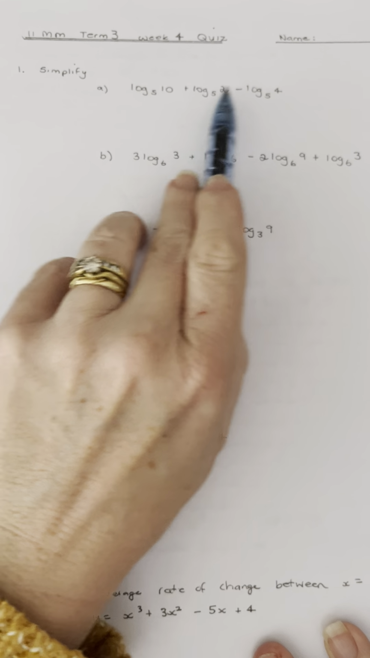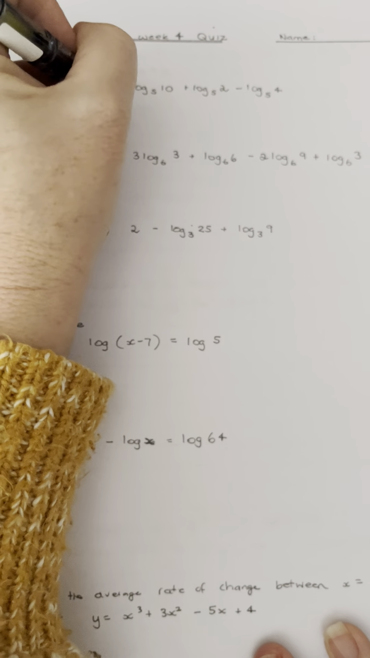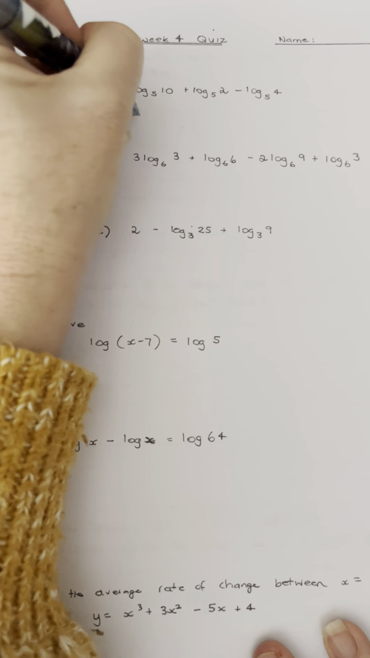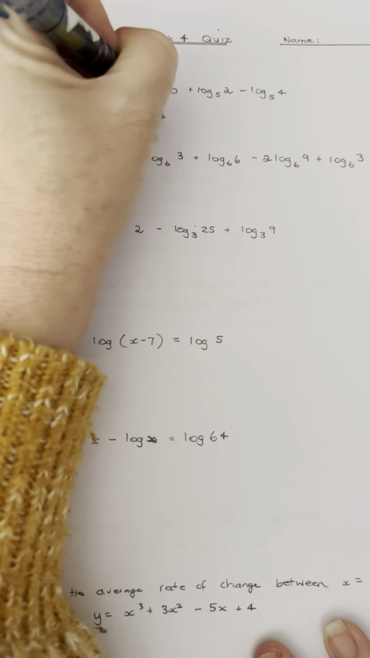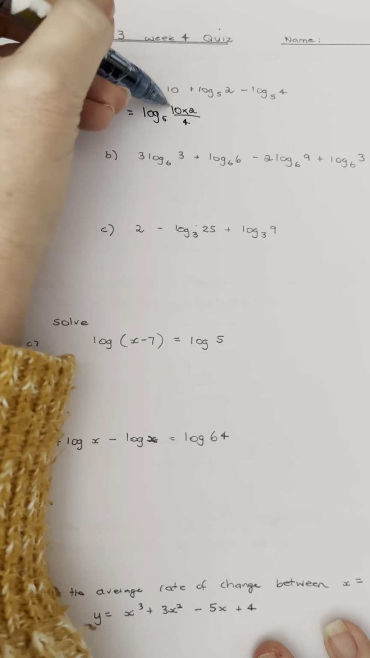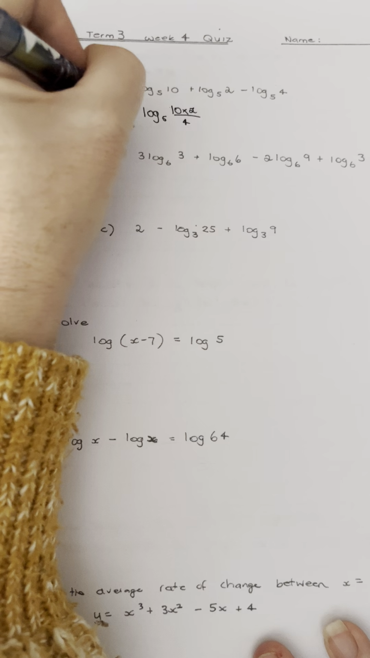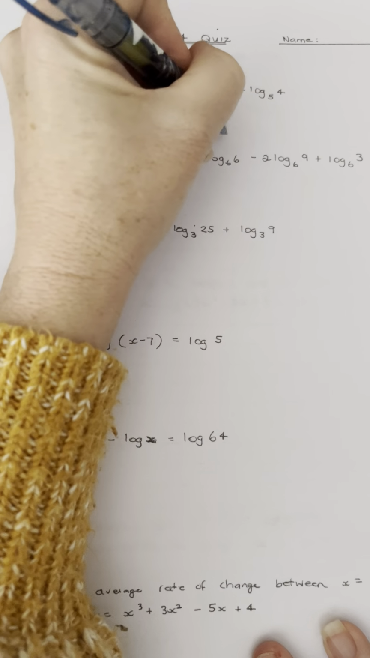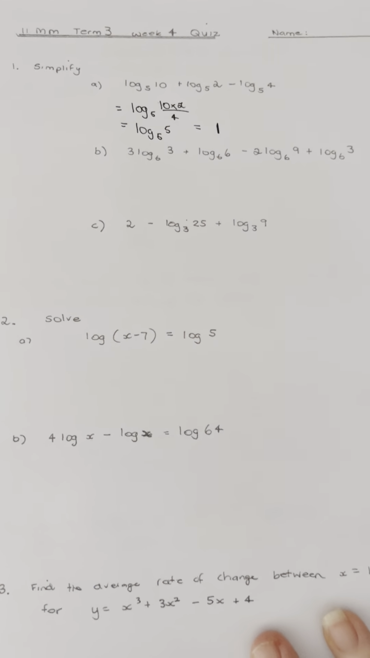Now we've got all base 5 here, so we're able to simplify that by bringing that together. When we're adding, we multiply. When we subtract, we're dividing. So we've got log 5, I'm going to do the 10 times 2 over 4. Now 10 times 2 is 20, divided by 4 is 5, so I end up with log 5, 5, and I know that log 5, 5 is 1.